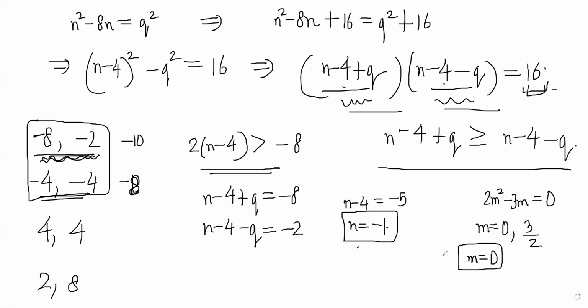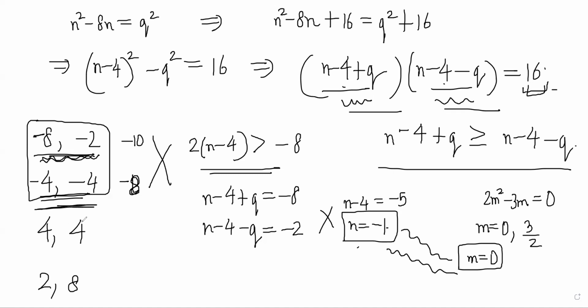You're getting m is 0, n is minus 1. But these are not non-zero integers. Remember, the question had stated that both m and n must be non-zero integers. These are not non-zero integers, so we have to reject this case. Similarly, when you take this case also, you will be able to see that it doesn't work, and these two cases are impossible. So basically, you have to work with the remaining two pairs.